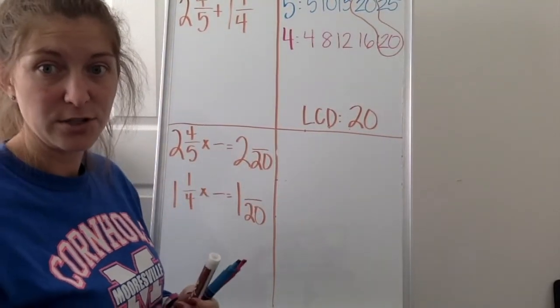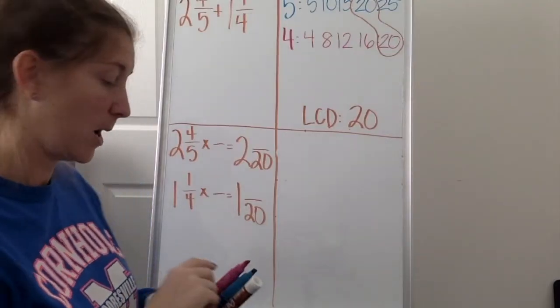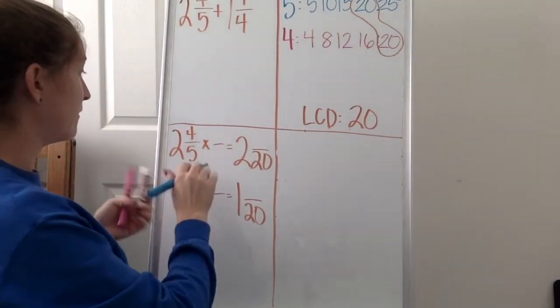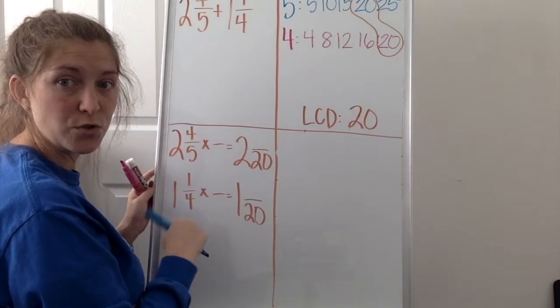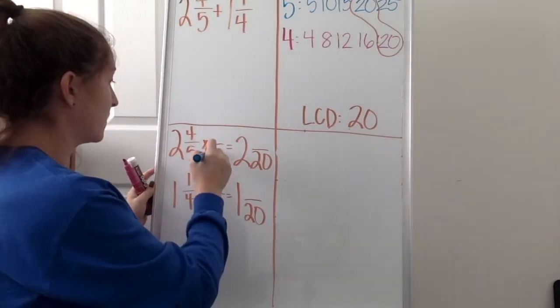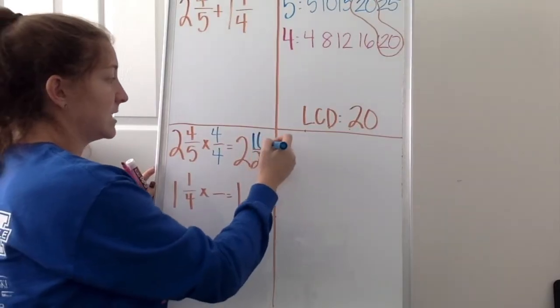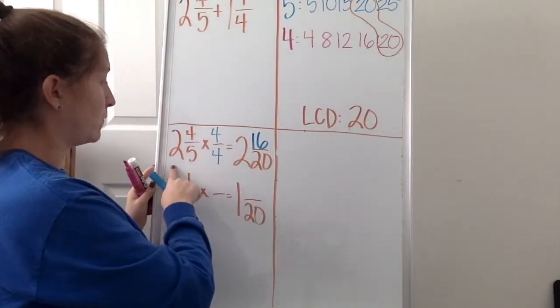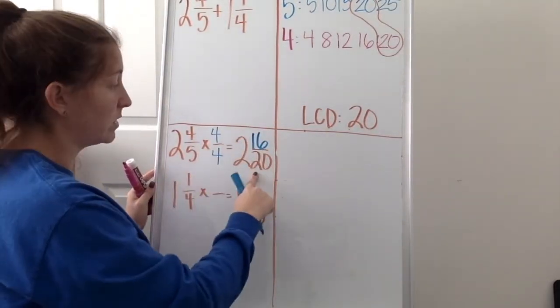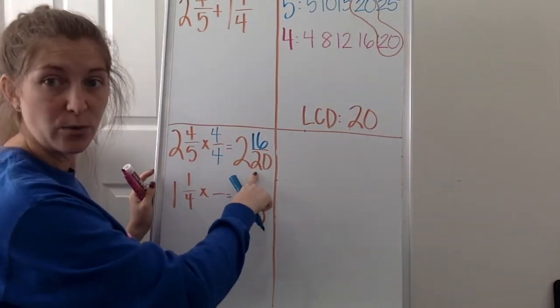Now all I have to do is figure out what I'm multiplying by. So for my 5 times something equals 20, well, it's 5 times 4. So I multiply by 4/4. 4 times 4 is 16. So 2 4/5 is equivalent to 2 16/20.